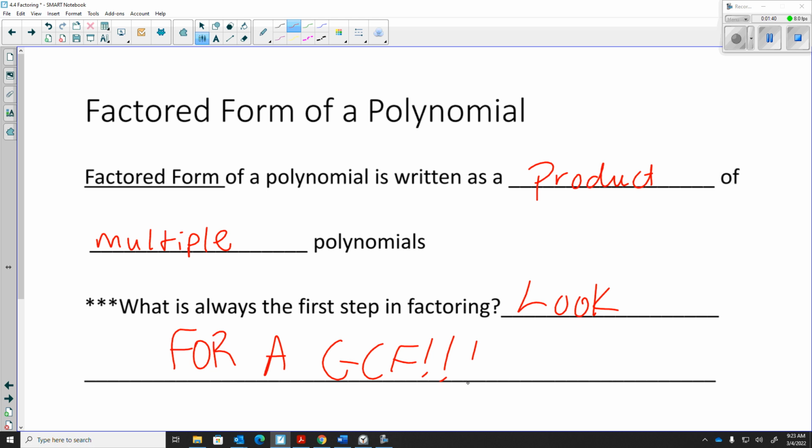First thing, that's going to make life a lot easier, especially today. Look for a GCF. Okay? Look for it. It's down there. Look for the GCF. You like that? That's clever. I've never done that before. Look for a GCF. All right, let's do one.